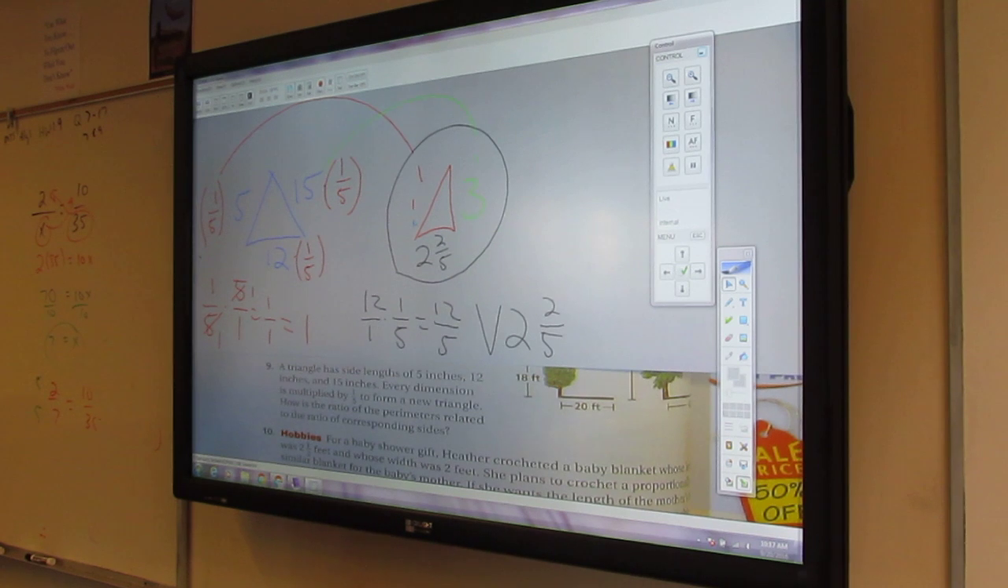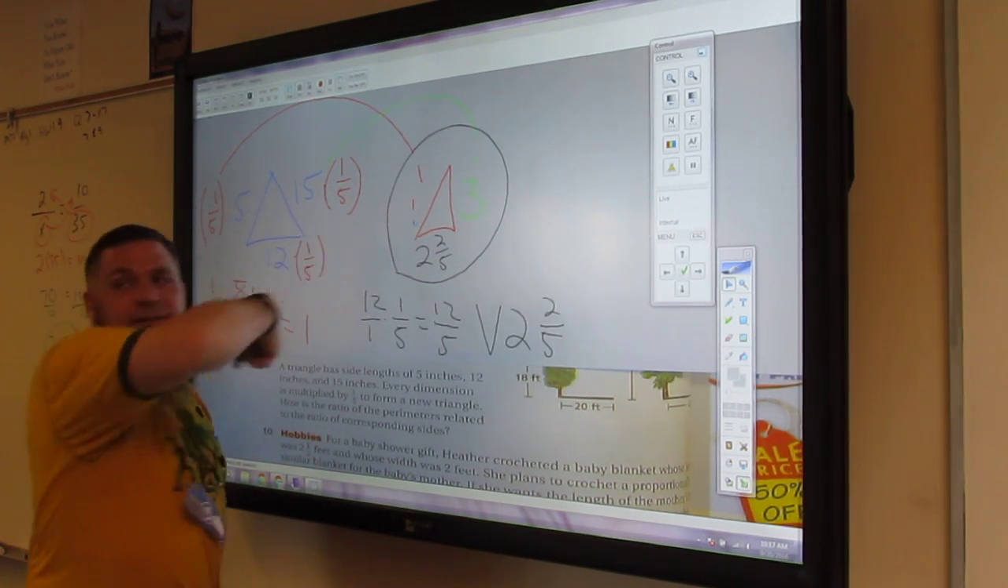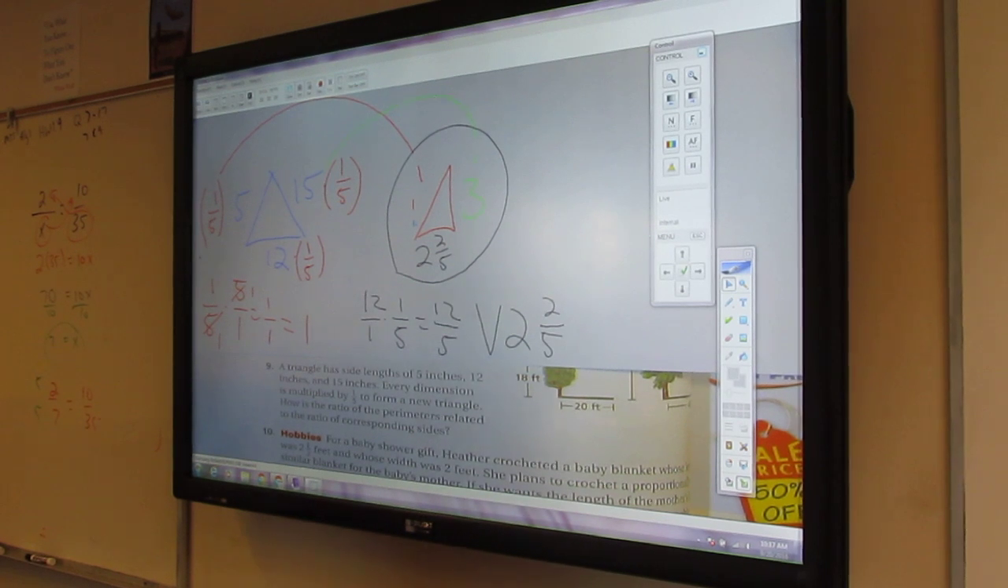So the whole key to finding the perimeter of the next triangle is multiplying the ratio against the original sides. Okay, I get it. Perfect. You know this.